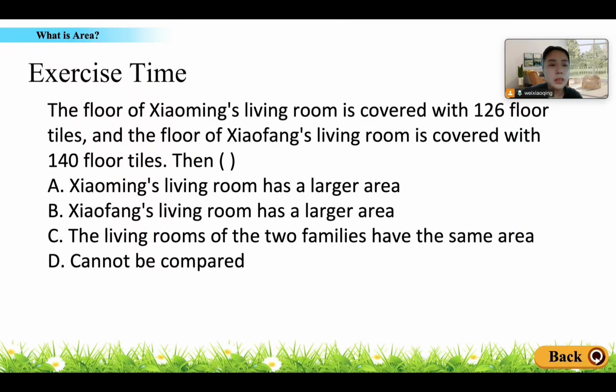We will learn to compare the size of area. We always cover features with square grids of the same size, and then compare the number of grids. However, in this question, we don't know if the floor tiles in Xiaofang's living room are the same size as those in Xiaoming's living room. Therefore, we cannot compare them. So, the answer is D.